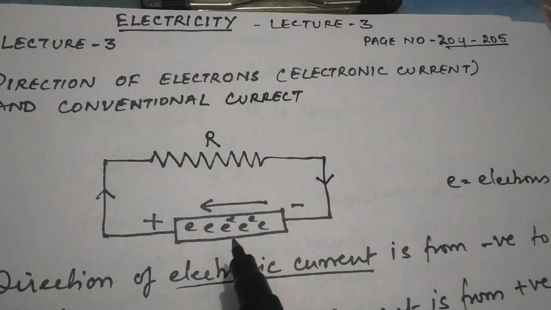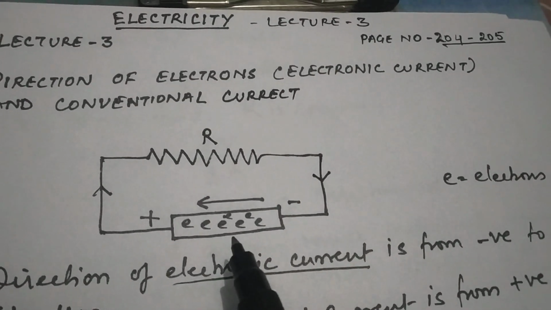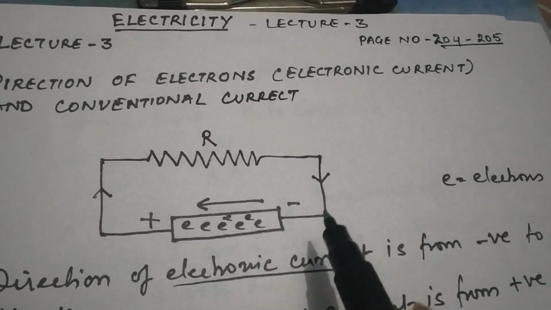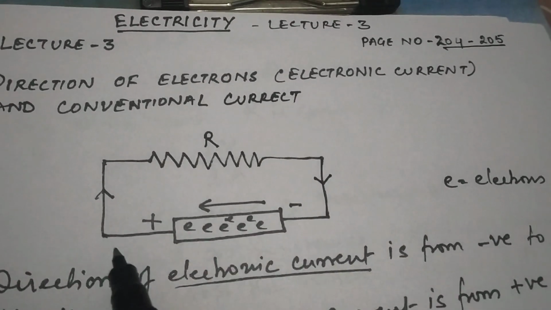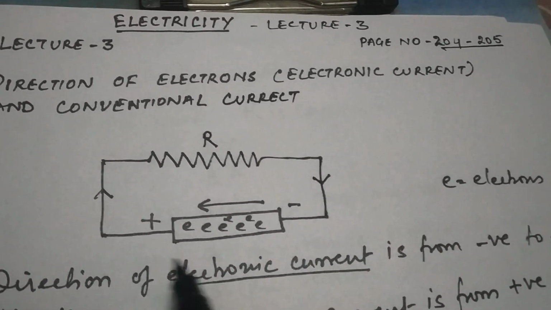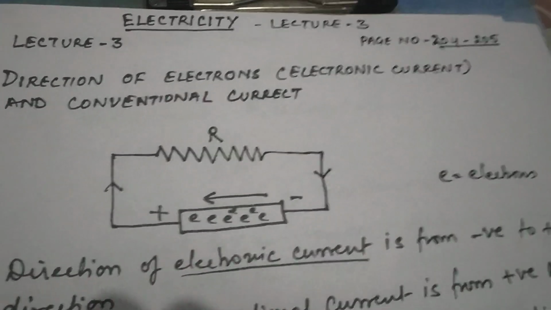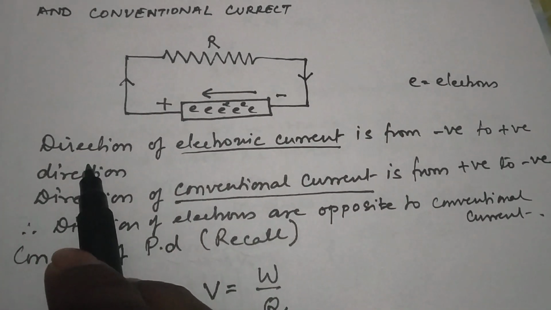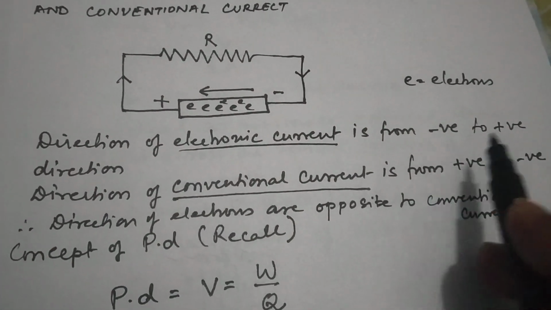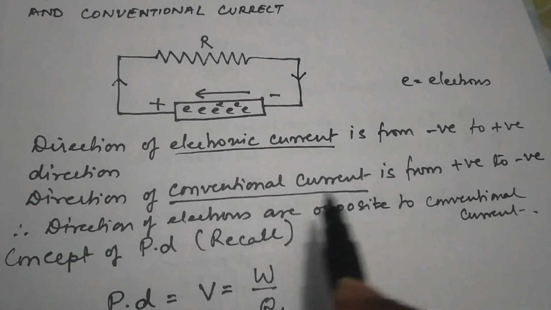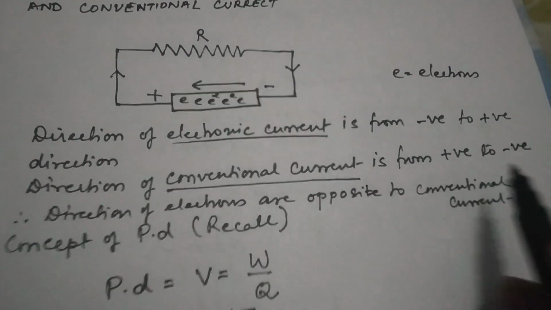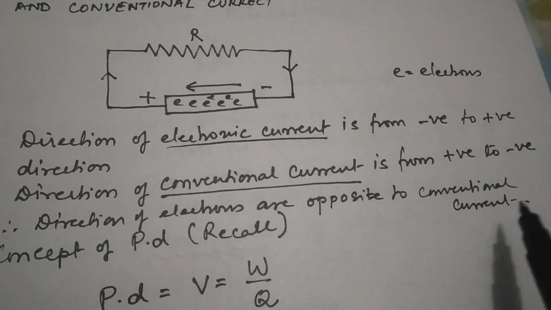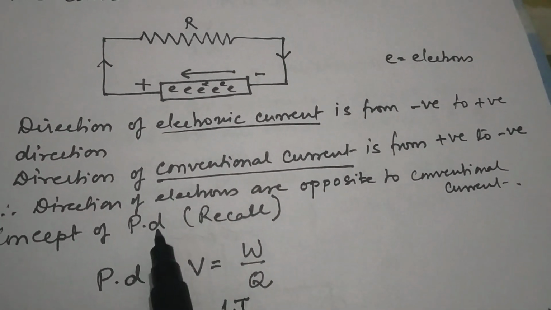So what we see, the direction of the electronic current is from negative to positive, and the direction of conventional current is opposite to it, that is from positive to negative, that we can see here. The current is flowing from positive to negative. So we can make a conclusion that the direction of electron current is from negative to positive, please note, and the direction of conventional current, that is actual current, is from positive to negative. That is, the direction of electrons is exactly opposite to the conventional current, or vice versa. The conventional current is exactly opposite to the electrons.